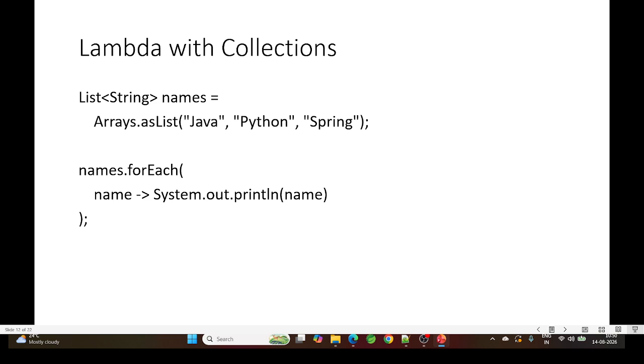Now let us see how to use lambda with collections. Lambda expression becomes especially useful when working with collections. Here we have a list of names. Using the forEach method, we can provide a lambda expression that tells Java what to do with each element. This is much cleaner than writing the traditional loop for a simple operation.